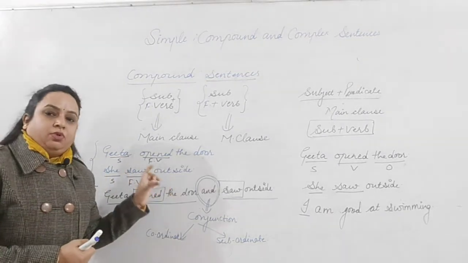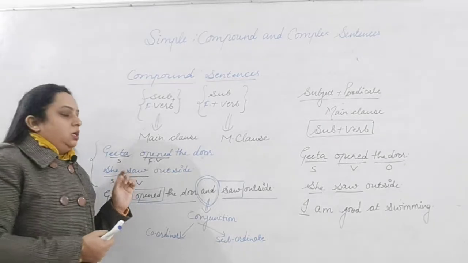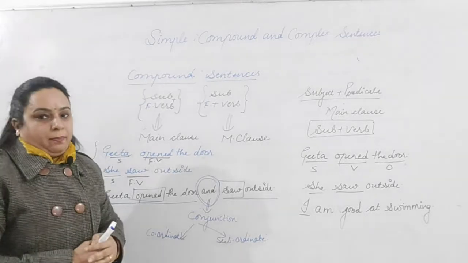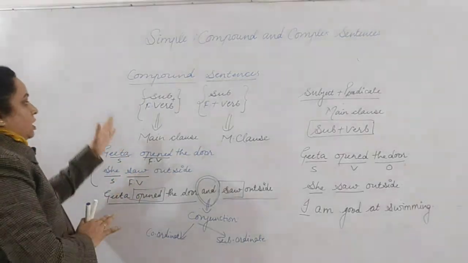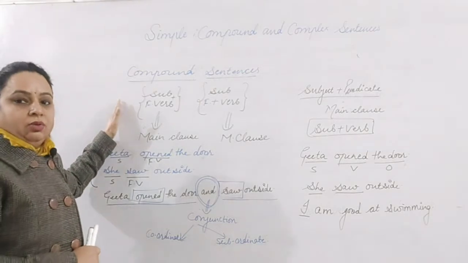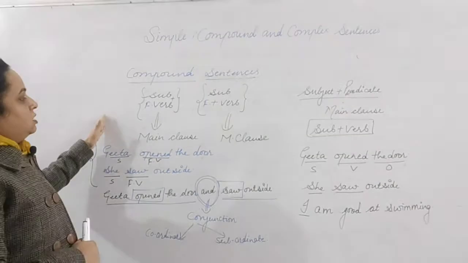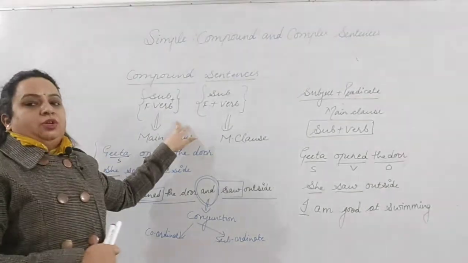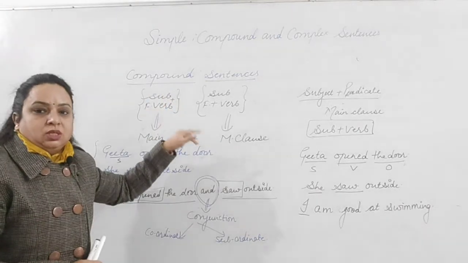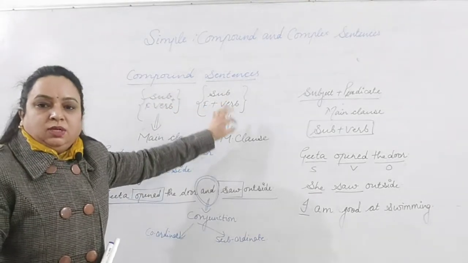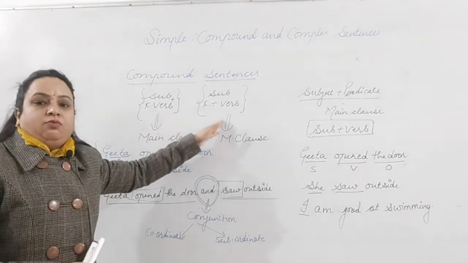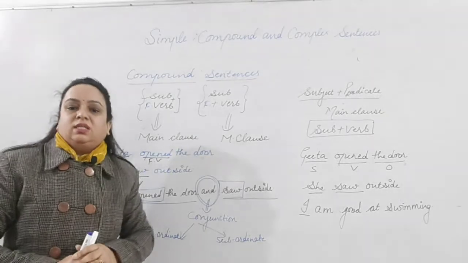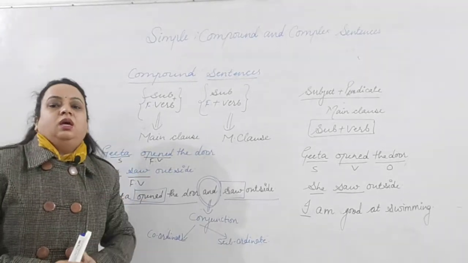And with the help of those conjunctions we can transform the simple sentences in both ways, into compound and complex. Clear? So we have understood that we are learning here about compound sentences. Compound sentences are the sentences which have two pairs of main clauses, subject plus verb and subject plus verb, and this verb should be of which kind? Finite verb. So if we get two finite verbs in a sentence, that is a compound sentence.